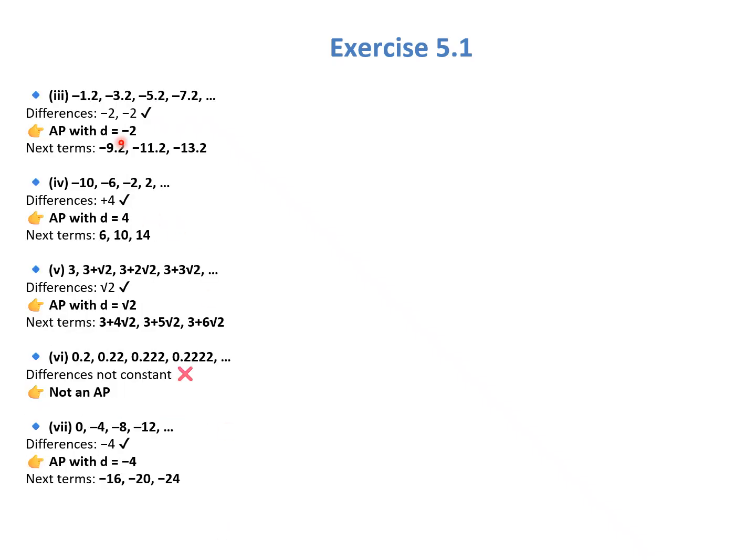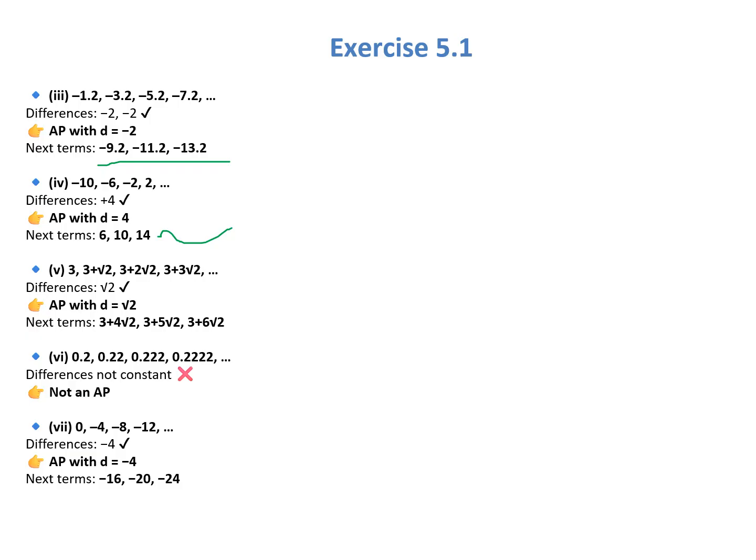Okay, so the next question is minus 1 by 2, minus 3 by 2, minus 5 by 2. Again, when we look at it, we find minus 3 by 2 minus minus 1 by 2, which is equal to minus 1, and minus 5 by 2 minus minus 3 by 2 is minus 1. So the common difference is the same, and hence this is an AP. Then, if it is an AP, we have to find the next terms. So minus 7 by 2, minus 9 by 2, minus 11 by 2, minus 13 by 2. These are the next 3 terms. Likewise, we have to find the difference. So d is the same, hence this is an AP, and these are the next 3 terms.